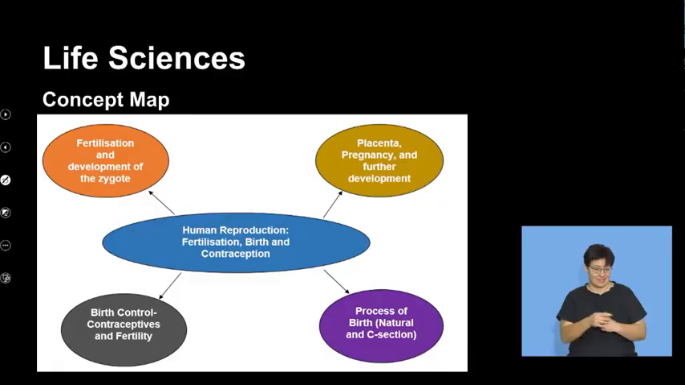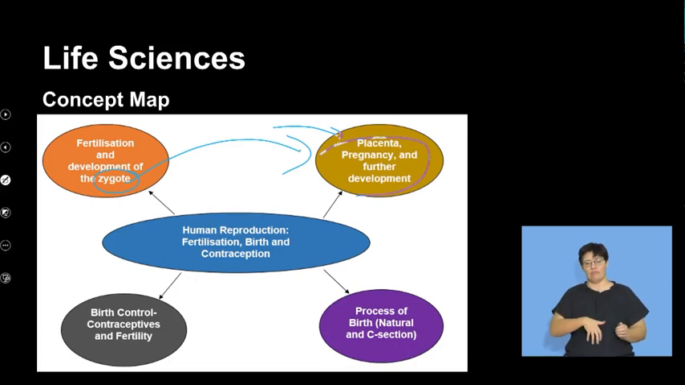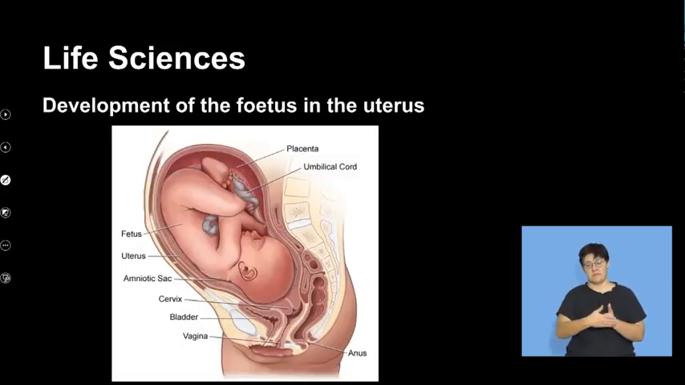And so we're going to focus on the development of the zygote post-implantation. We refer to that as the formation of the placenta and pregnancy and further development. So it's important that we understand what happens during pregnancy. Pregnancy is a period that lasts for about 40 weeks, my apologies, and it points to the development of how this ball of cells becomes a complex individual that develops within the female reproductive system.